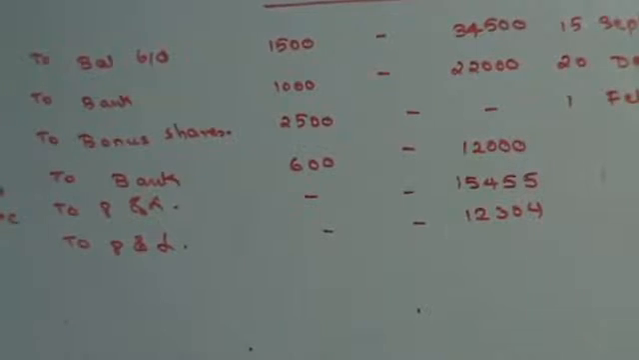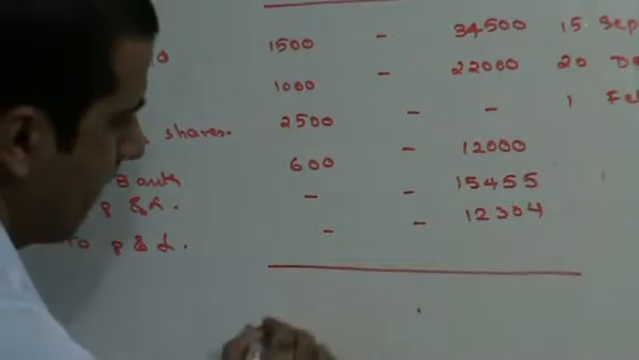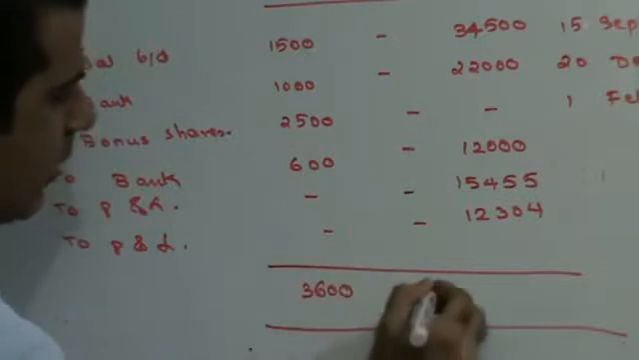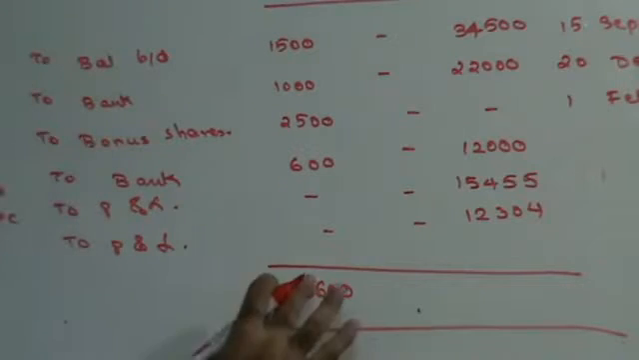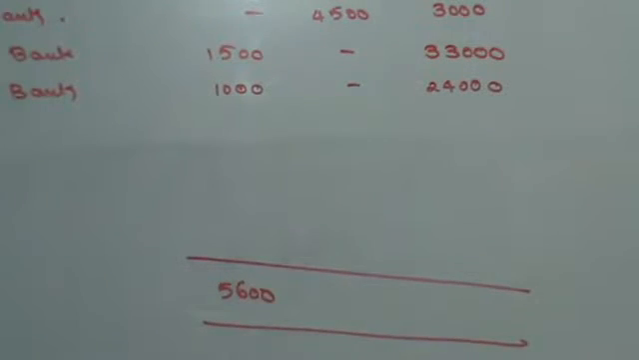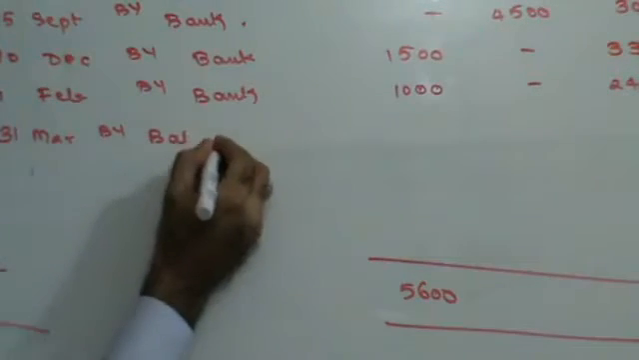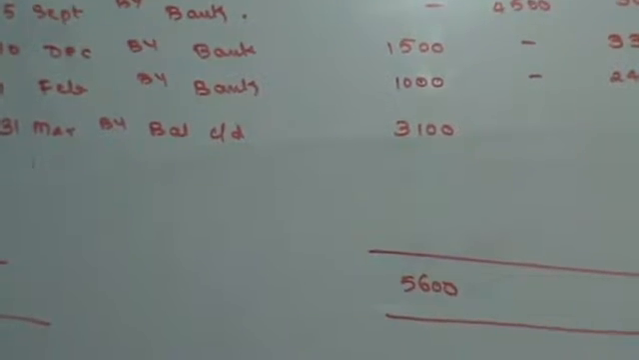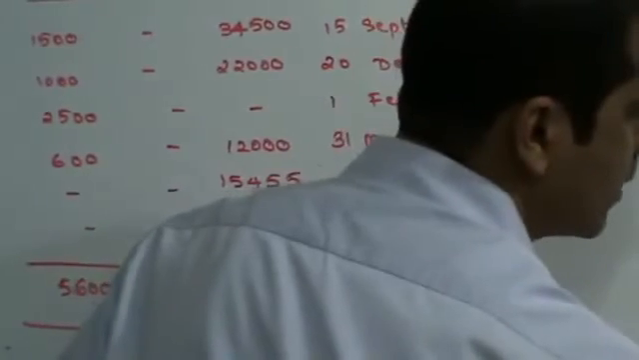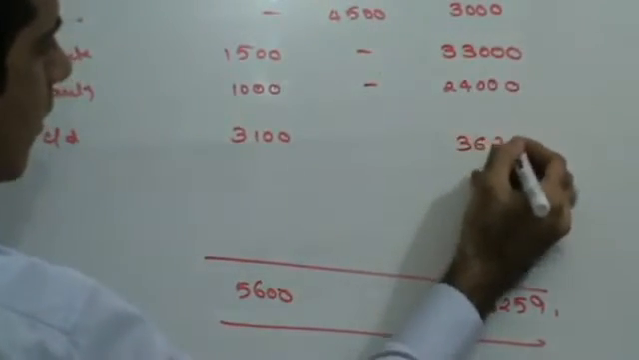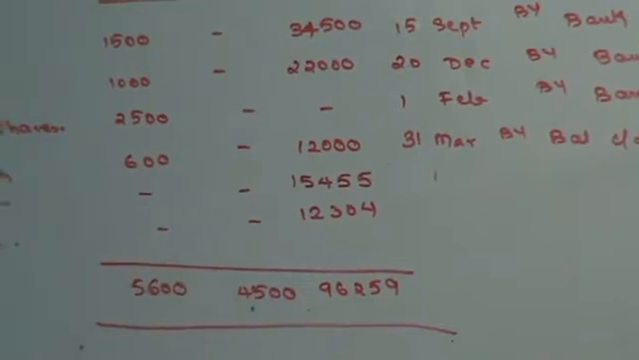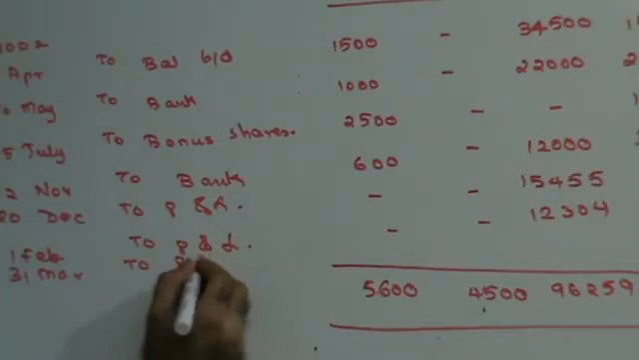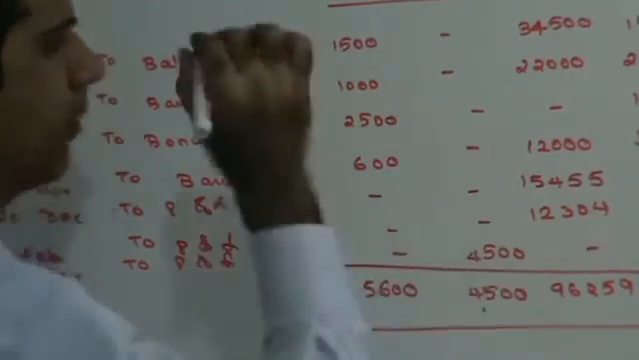Right? That's it. Tally. Someone please let me tally this. This is 3,600. 5,000. 5,600. 31st March, my balance carried out. How much is it? 3,100. And the cost? 96,259. Difference is 36,259. This is 31st March to P&L, 4,500. Right? That finishes that sum.